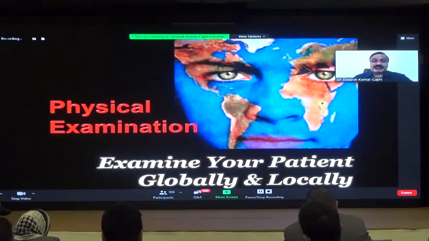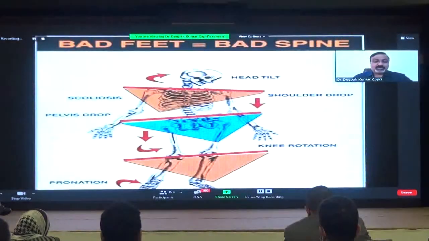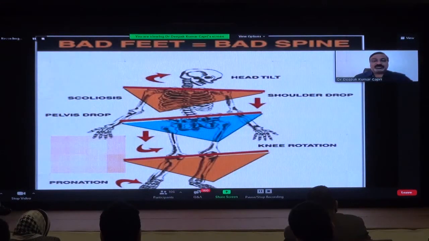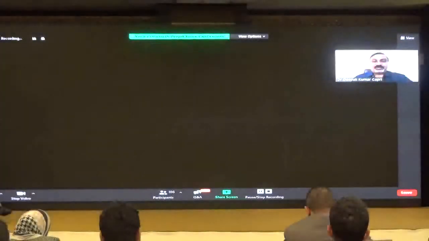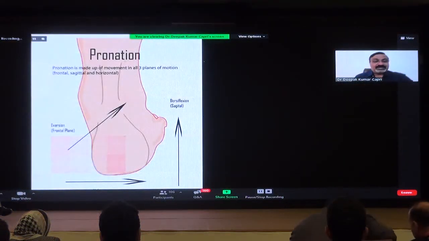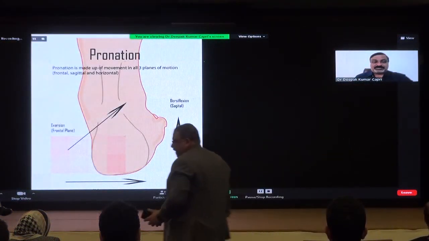So this is what we are going to discuss in this presentation, that you must examine your patient globally as well as locally. And this is what my topic is, bad foot is equal to bad spine. How does bad foot affect your spine? This is what we are going to discuss. Before doing that, we must know the biomechanics of the foot.